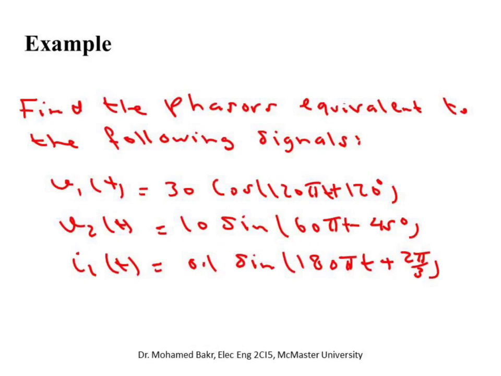Remember that this one and this one have first to be converted to a cosine in order to properly determine the phase, because we take the cosine as our reference. So cosine omega t is the signal with zero phase shift. But if it's cosine omega t with plus pi over 2, then it has a phase shift of pi over 2.